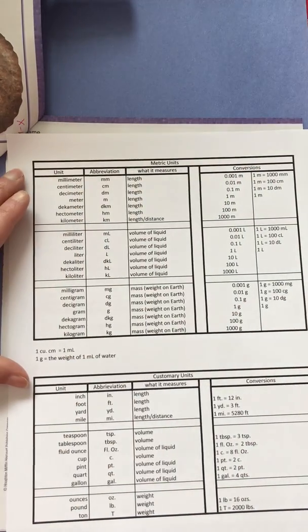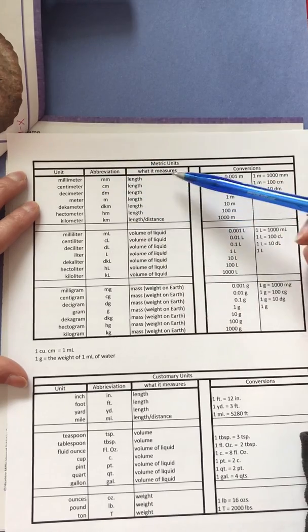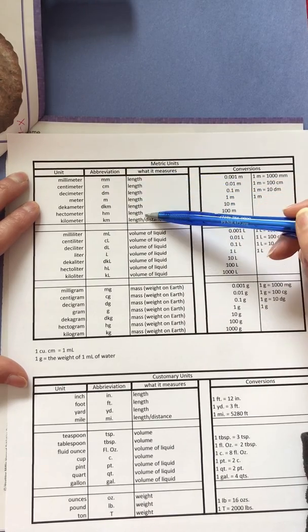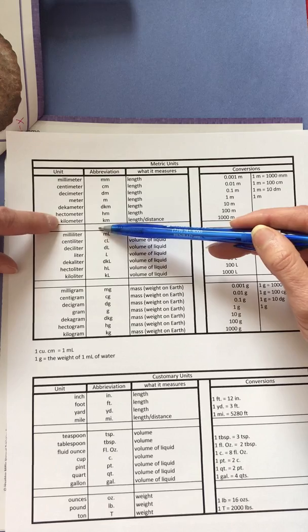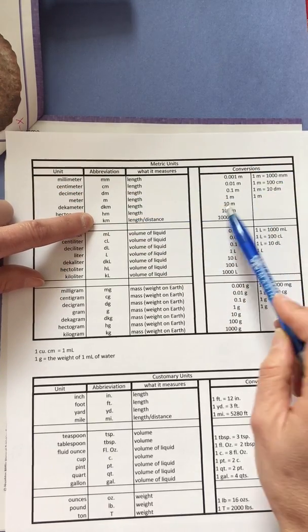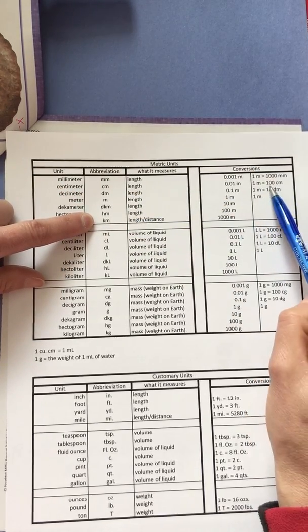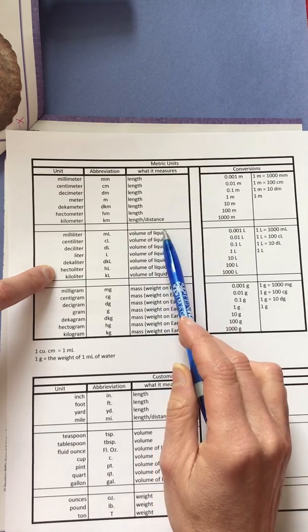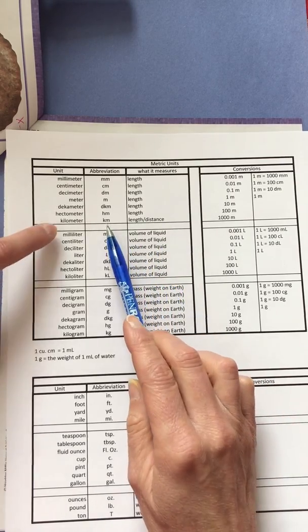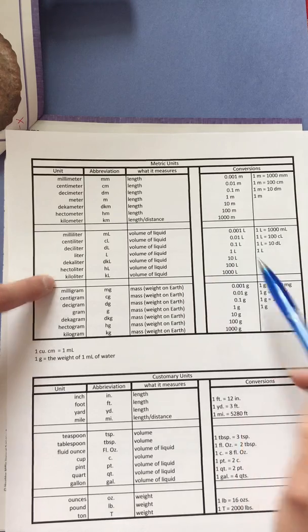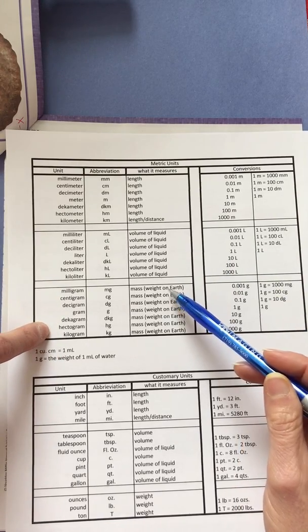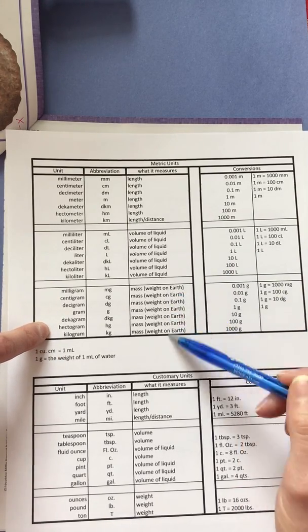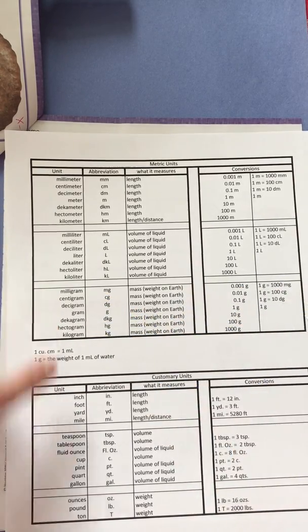So this top portion is all the metric units. It tells you the metric units of length, they're all different kinds of meters, what the abbreviations are, and then it shows you the conversion. So for instance, there's 100 centimeters in 1 meter. And then, of course, the metric units for measuring liquid, and those are mostly going to be in liters. And again, it shows you the conversions, and then the metric units for measuring mass, and mass they would say is weight on Earth, and those are going to be in grams, and again the conversions.